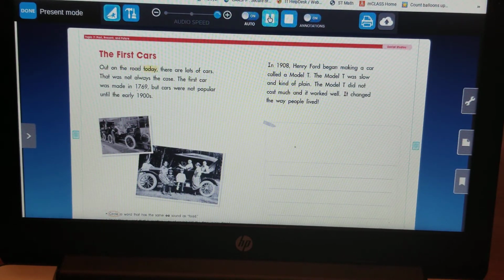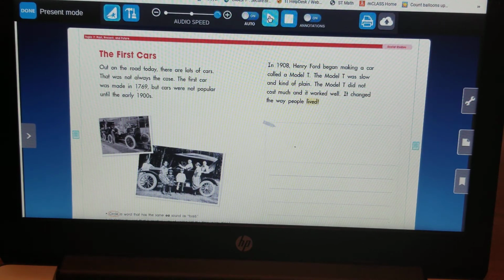Out on the road today, there are lots of cars. That was not always the case. The first car was made in 1769, but cars were not popular until the early 1900s. In 1908, Henry Ford began making a car called a Model T. The Model T was slow and kind of plain, but the Model T did not cost much and it worked well. It changed the way people lived.